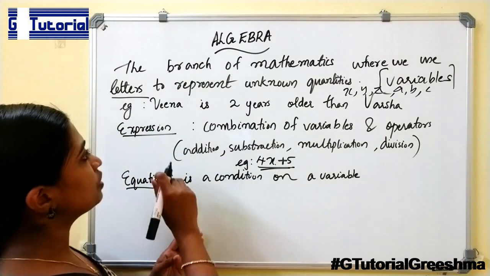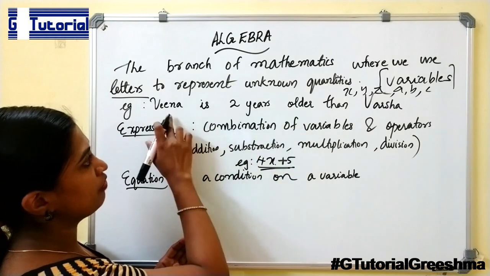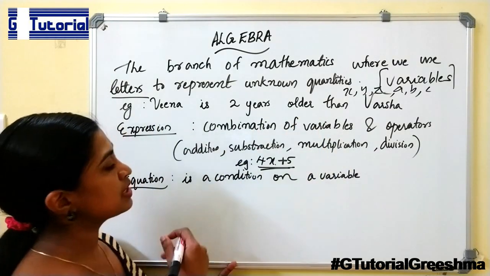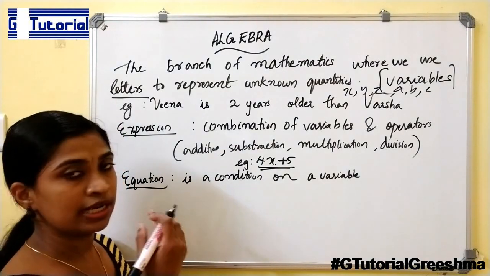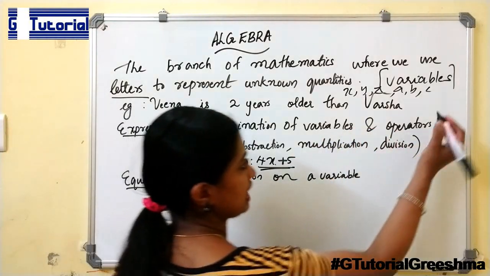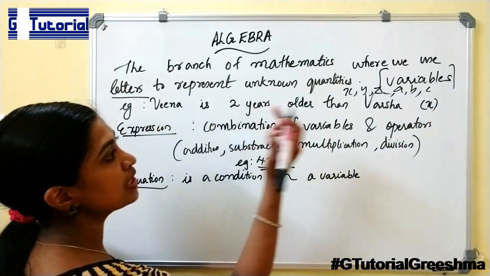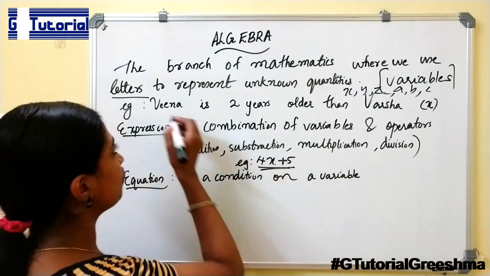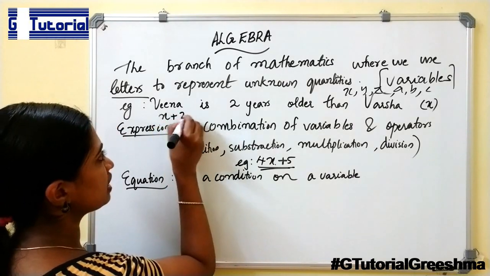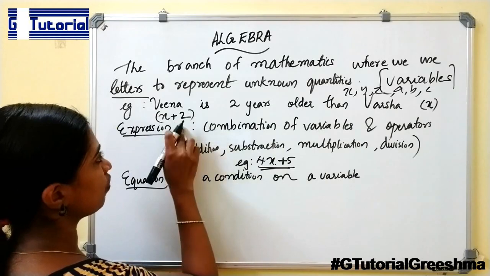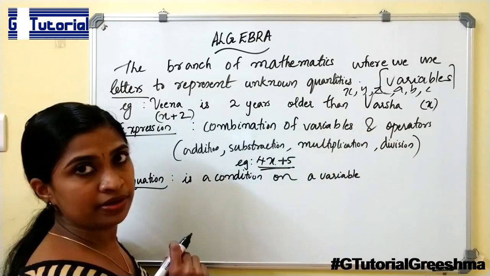We can form an algebraic expression for the given example. Veena is 2 years older than Varsha. An algebraic expression for this is, if we are assuming the age of Varsha as x, then the age of Veena is x plus 2, Varsha's age plus 2. So this is an expression for this statement.